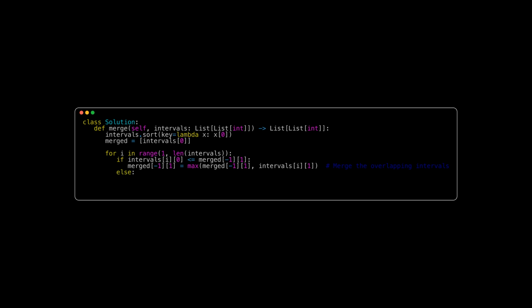We then use as our end time the max of the new interval's end or the last merged interval's end. If there is not an overlap, we append this interval as is to our merged list. Finally, we can return the merged list.